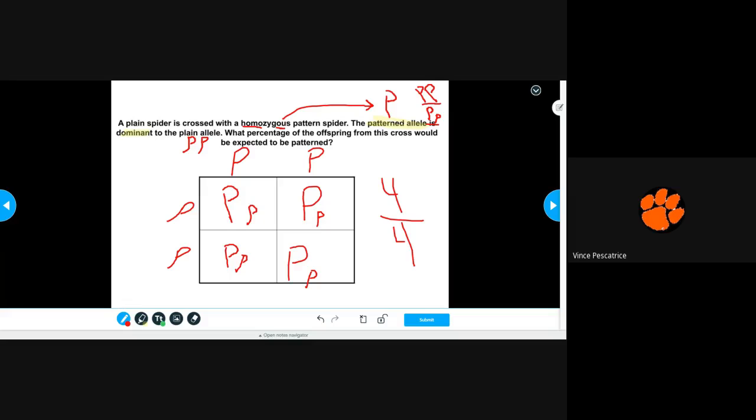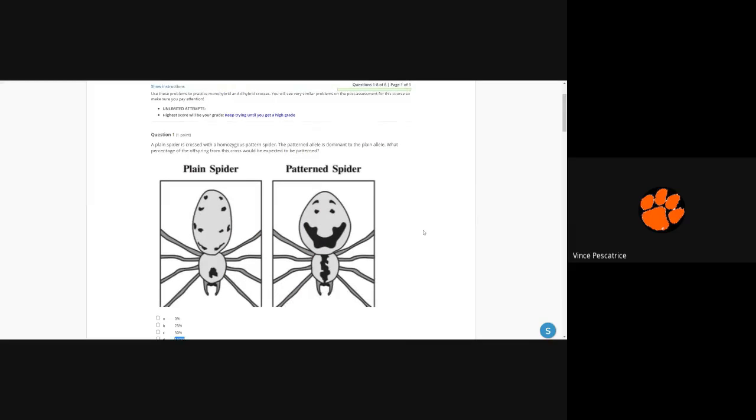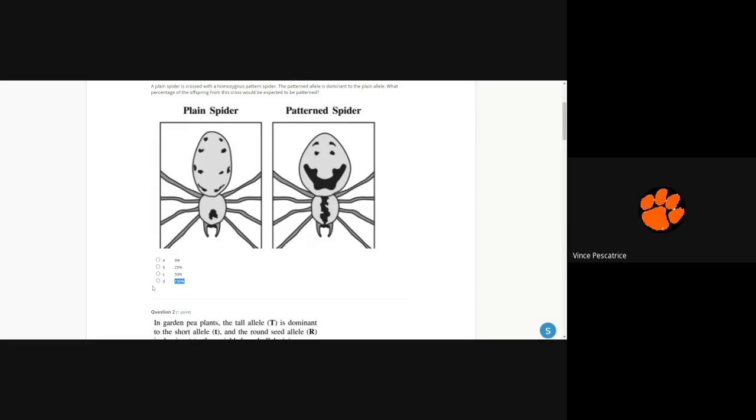So transfer that over and click question for question 1. All right, for question 1, there's your answer. So click that in. That's why the Nearpod goes well with the practice problems, because you can actually work it out, and some of these you're going to need to work out. So 100% of the offspring will be a pattern spider.